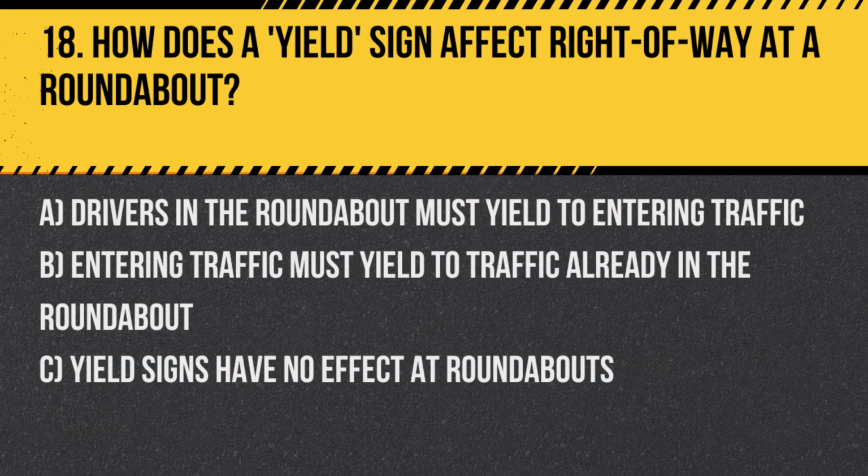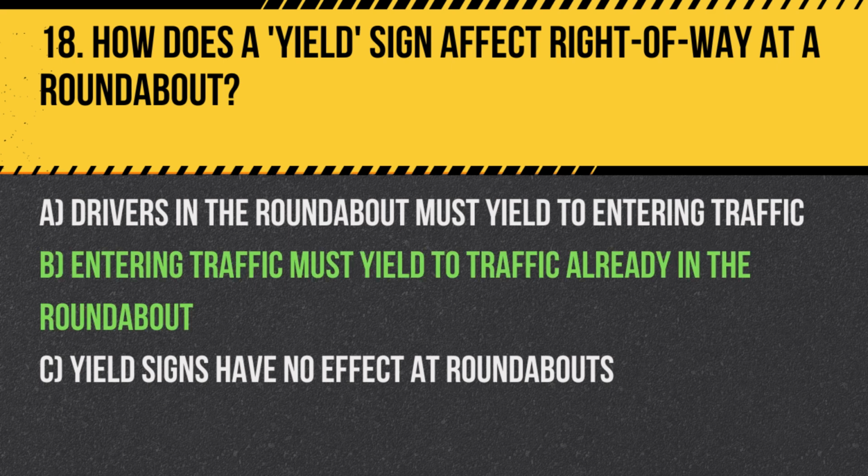Question 18. How does a yield sign affect right-of-way at a roundabout? A. Drivers in the roundabout must yield to entering traffic. B. Entering traffic must yield to traffic already in the roundabout. C. Yield signs have no effect at roundabouts.